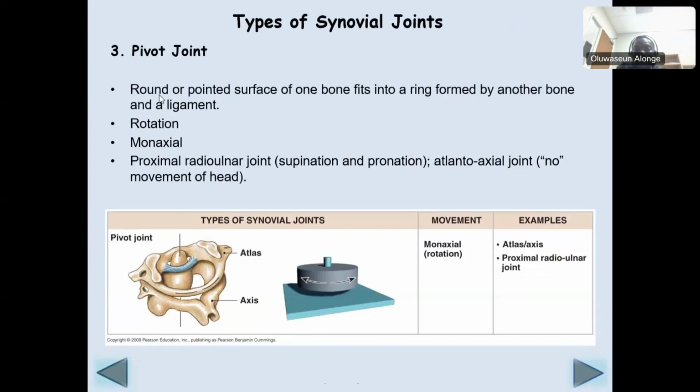You have the pivot as well. The pivot is a kind of joint that you see between the axis and the atlas. Now, it's the joint that helps you to say no. Like I said earlier, that's the joint that helps you to say no, and that is the atlanto-axial joint. It helps you to rotate your head, rotation, and it is also monoaxial. It is in one axis.